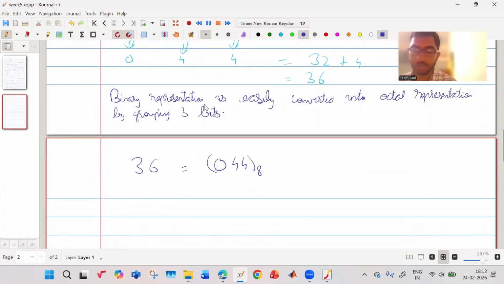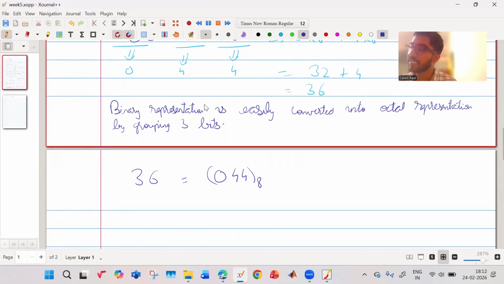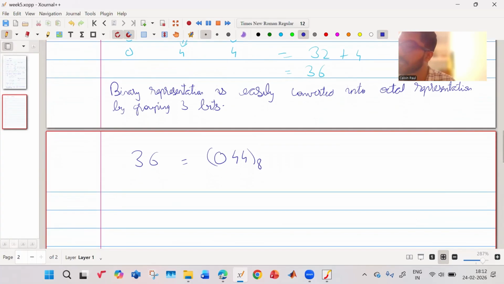Now, the advantage is you can combine 3 bits. But many times you have 4, 8, 16 in this format. So then there was another representation, which is known as the hexadecimal representation.